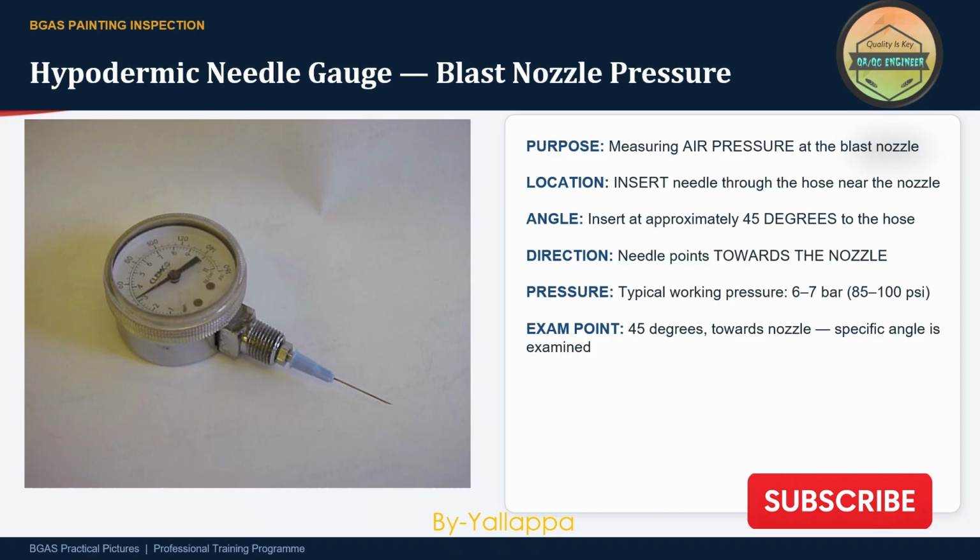This instrument is known as a hypodermic needle gauge. It is used to measure blast nozzle pressure during abrasive blasting operations.